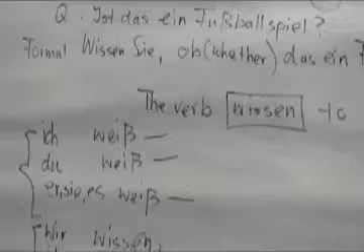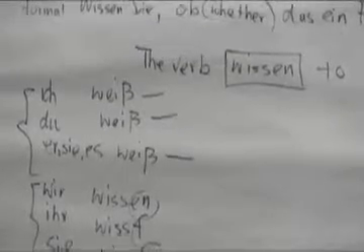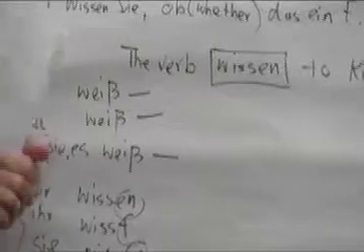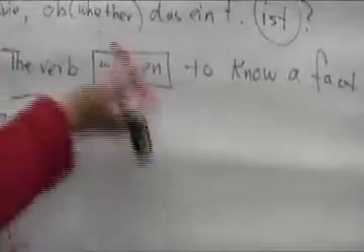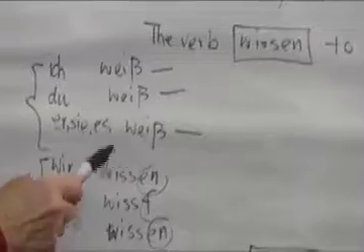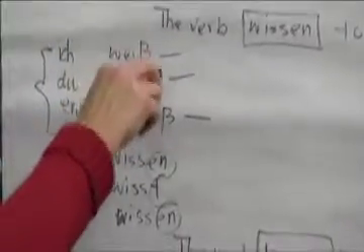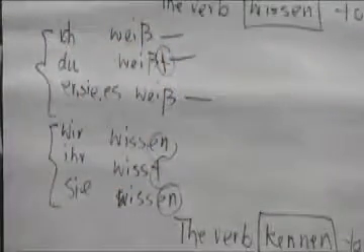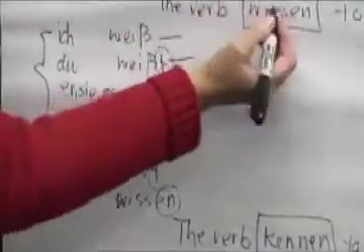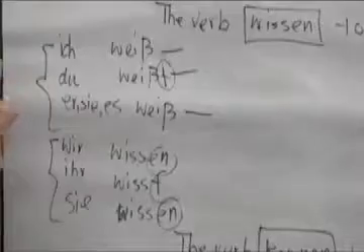Now let's look at the verb wissen. Wissen means to know a fact, like 1 and 1 is 2, that's a fact, right? As far as we know. Or when it rains, the sky is gray. You know that, that's a fact. So wissen is the infinitive form. Now when we conjugate it, it changes. Ich weiß, du weißt, er weiß.